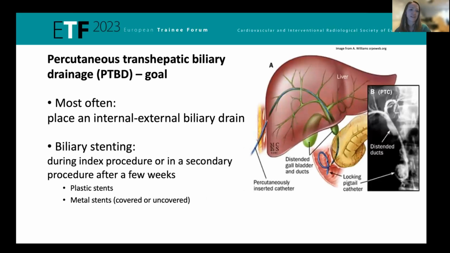The main part of my talk will be to tell you about percutaneous transhepatic biliary drainage, known as PTBD, where the goal of the procedure most often is to place an internal-external biliary drain through the skin, through the biliary ducts, crossing a stenosis at some point and ending with a pigtail drain here in the intestine, usually the duodenum.